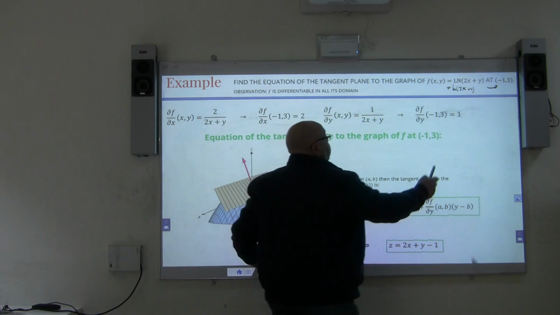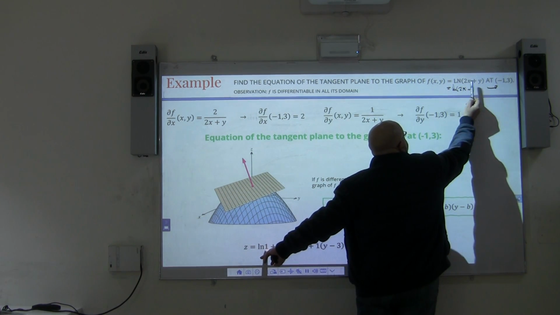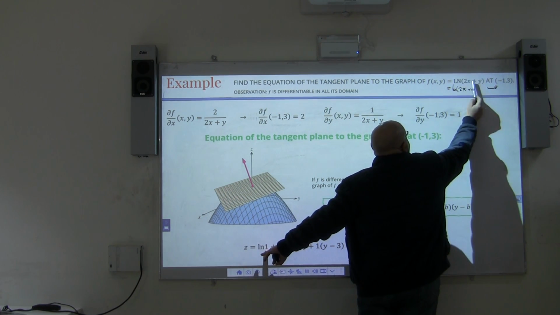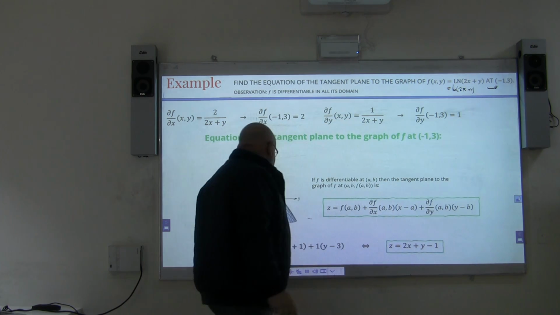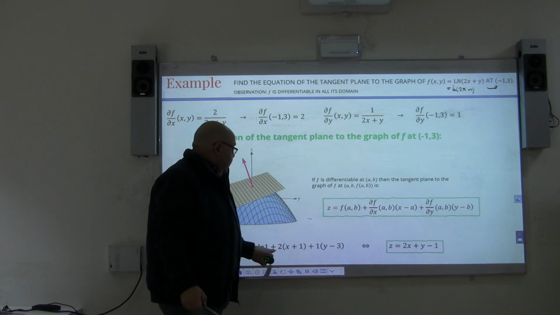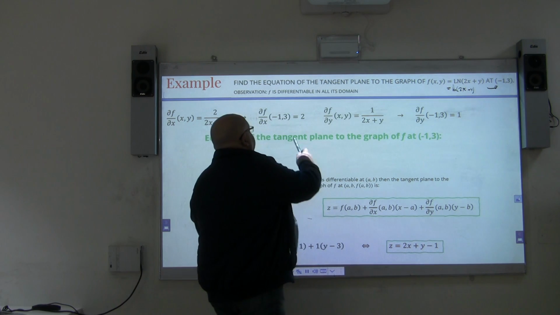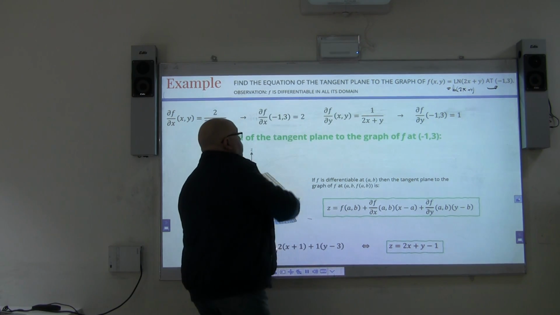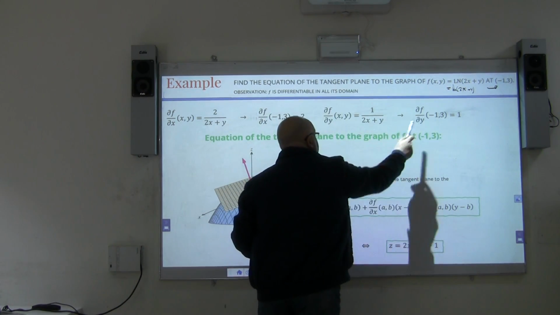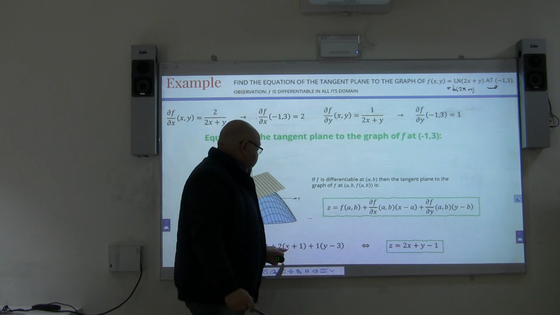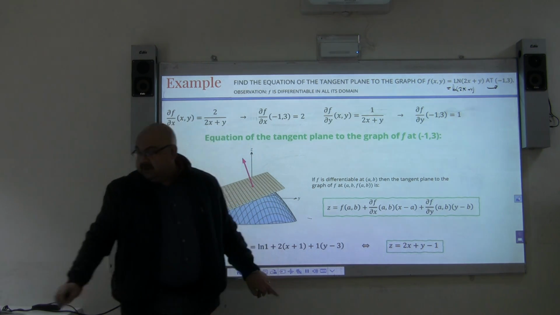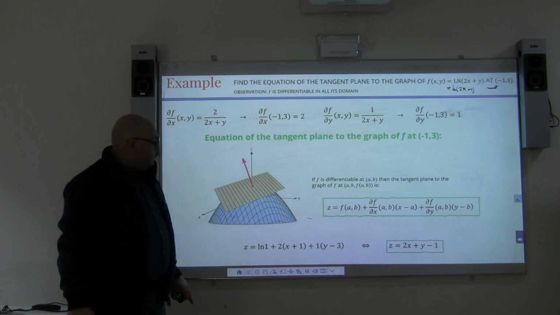So look here, Omar, we do the substitution with (-1, 3). This is going to be ln of (-2 plus 3). So the result is ln 1, which is 0. Then the derivative with respect to x is 2. The derivative with respect to y is 1. Here we go. This is (x plus 1), and that's (y minus 3), as you can see.